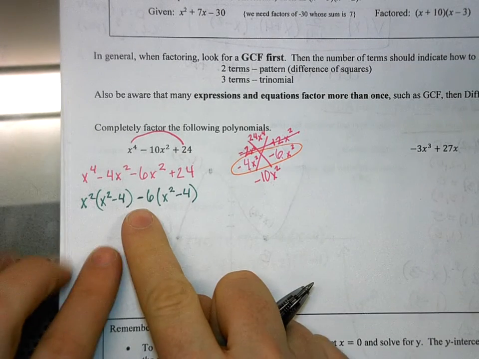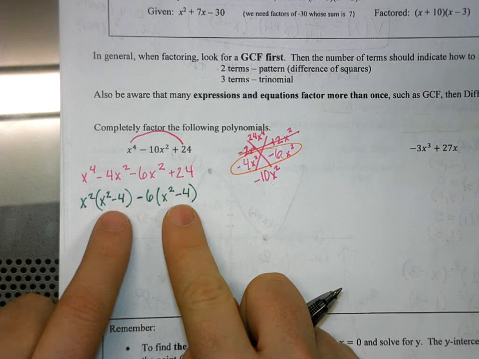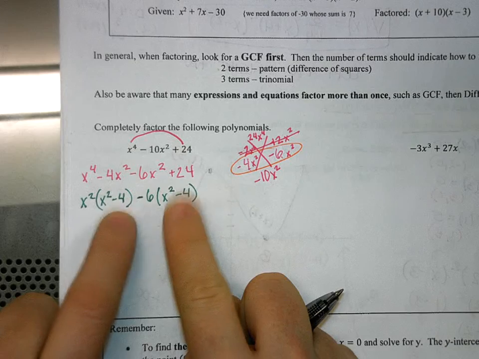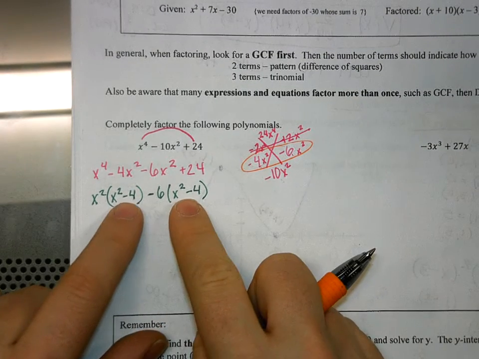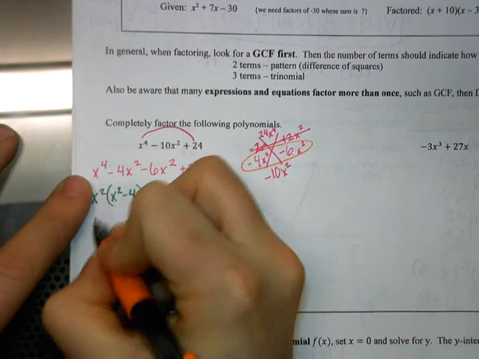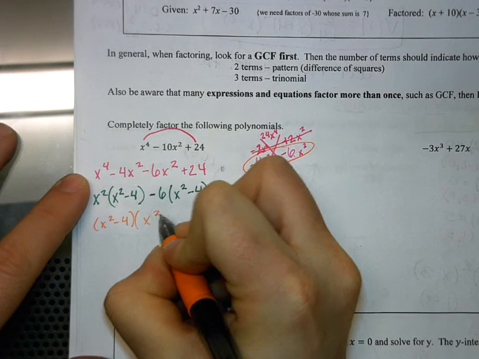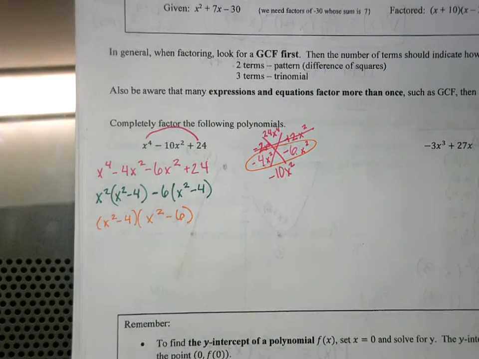If I pulled out a positive 6, that would have left me with x squared plus 4, and you would just want to make sure that these two match. And if they don't match, you need to change something. All right, now I have a greatest common factor of x squared minus 4. And that leaves me with x squared minus 6.